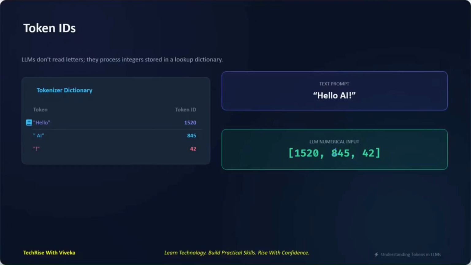So we have an important concept: token ID. Think of the tokenizer's vocabulary like a dictionary, where every token has an identification number.